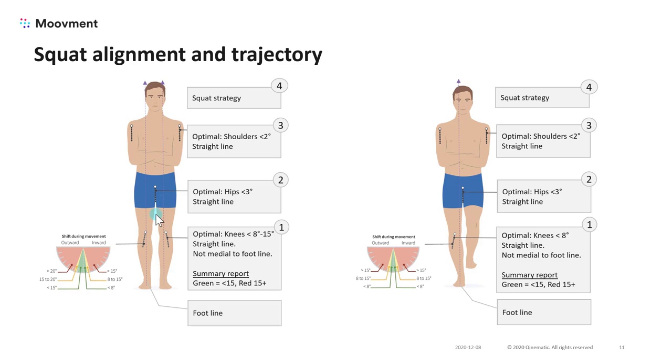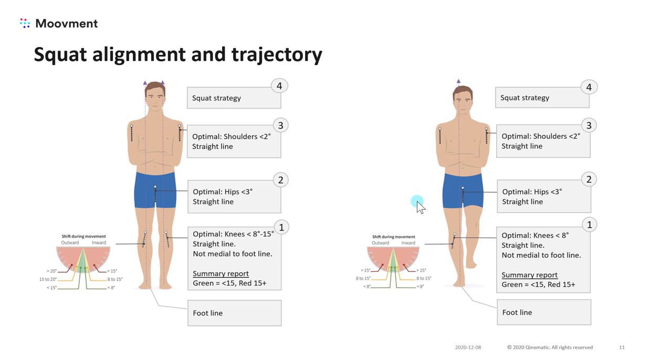And then based on this, looking at the knees, the hips and the shoulders and how they behave in relation to one another, we can define the squat strategy. That is, what type of squat do they perform? The summary report, which is delivered to the client, is simplified. The green arrows are anything that is less than 15 degrees, and the red arrows anything greater than 15 degrees.